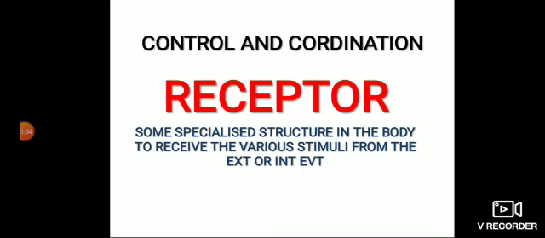Now we are learning control and coordination. In the first lecture we studied the central nervous system, which comprises the brain and the spinal cord. In another lecture we studied the peripheral nervous system and the autonomous nervous system.